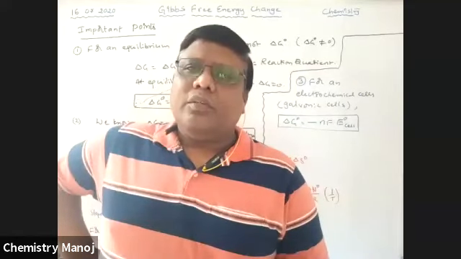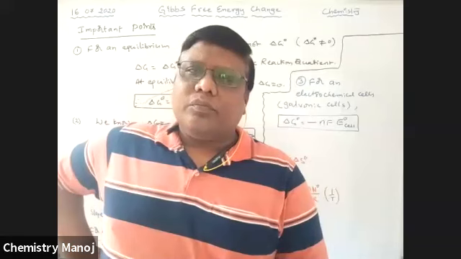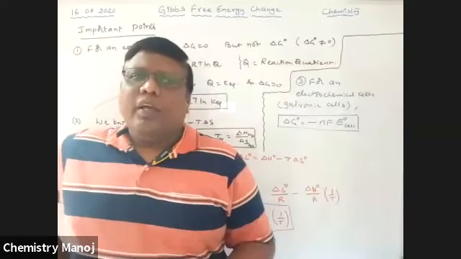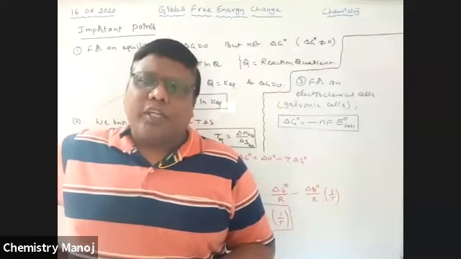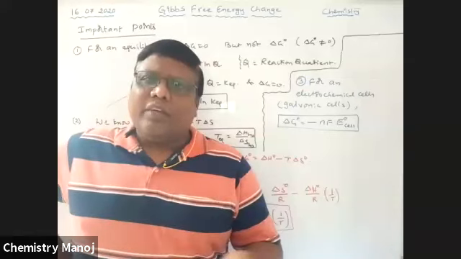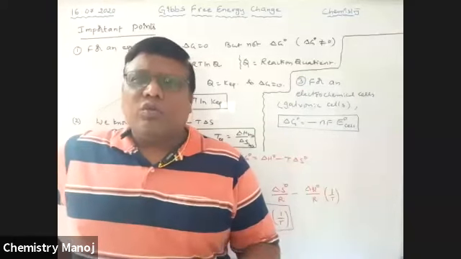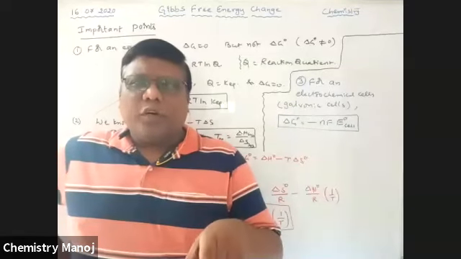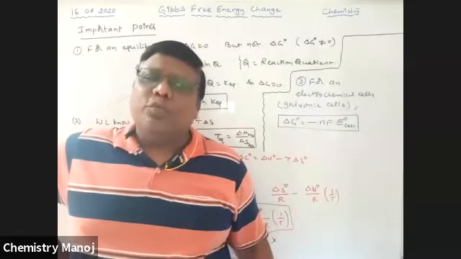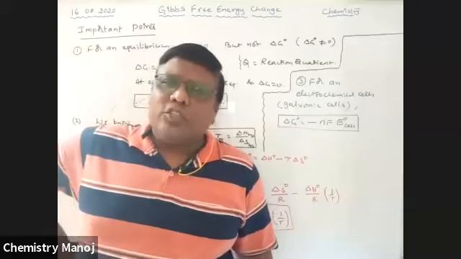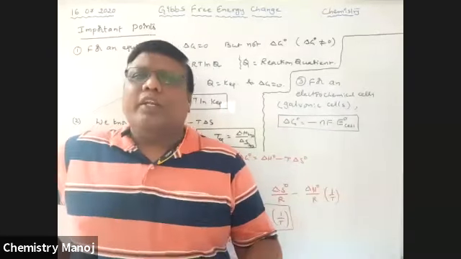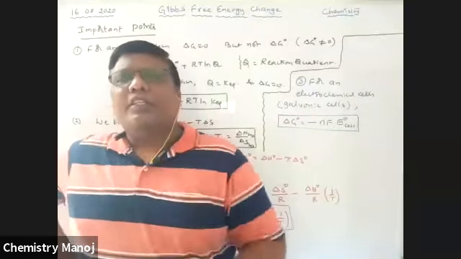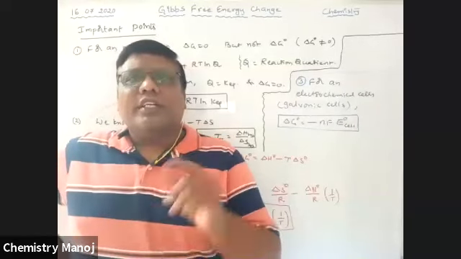Spontaneous means which is taking place on its own. Any irreversible process is spontaneous. Any irreversible process, either it is fast, slow, or moderate, whatever it may be, that is spontaneous. If it is spontaneous, automatically delta G should be negative. If delta G is negative, automatically that should be spontaneous. So vice versa is also acceptable.